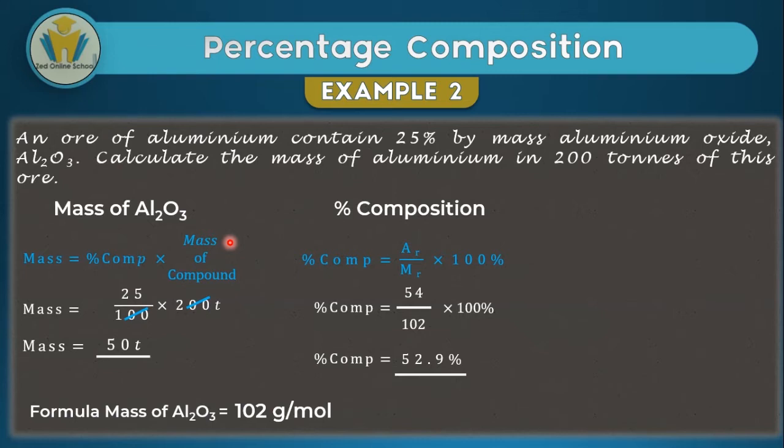Now, since we have the percentage composition of aluminium, we can easily find the mass just like we did in the first place here. So the mass of aluminium is going to be 52.9% of these 50 tons.